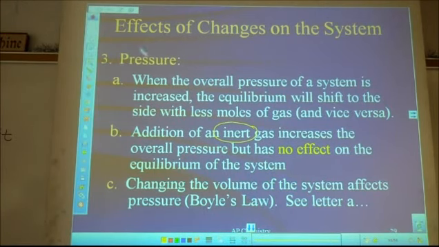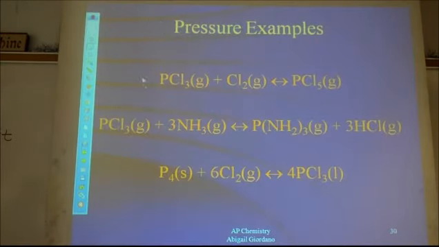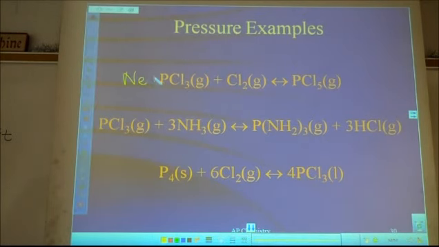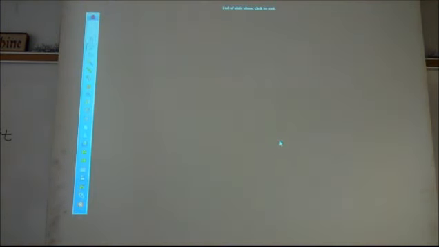For example, let's say to this first reaction, I decide to put into the container some neon gas. Is neon even a part of this reaction? No. This is an inert gas. It would have no effect. No shift. So if you see something that's not in a reaction, it's just a no shift. It's an inert gas, no effect. And ladies and gentlemen, that's all she wrote.